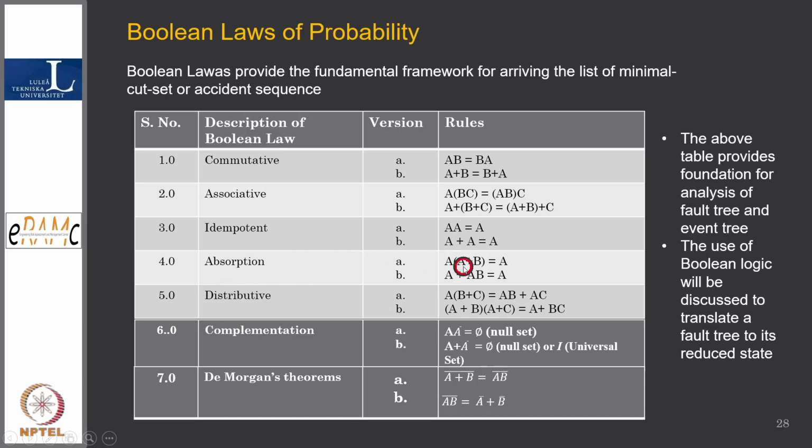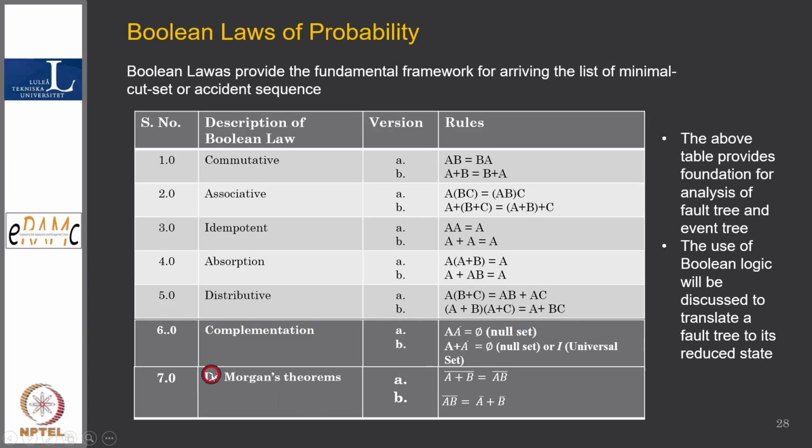Absorption law: A multiplied by (A plus C) is A, and A plus AB is equal to A, because A is there in both places. So this is called absorption law. Distributive law is A(B plus C) equal to AB plus AC. Here A is multiplied with each term, so you get AB and AC.